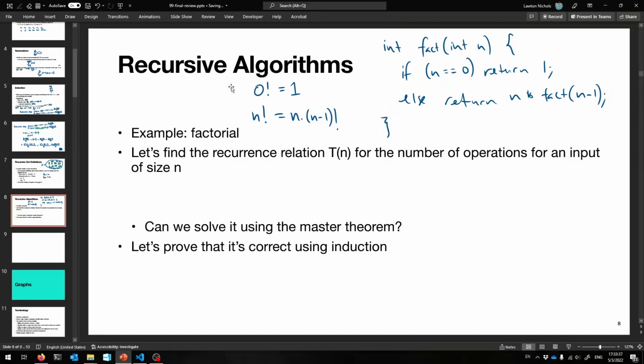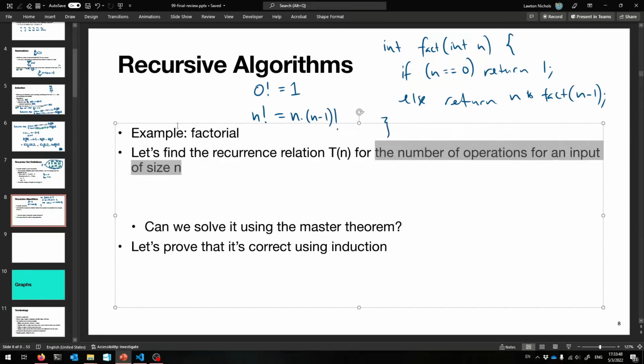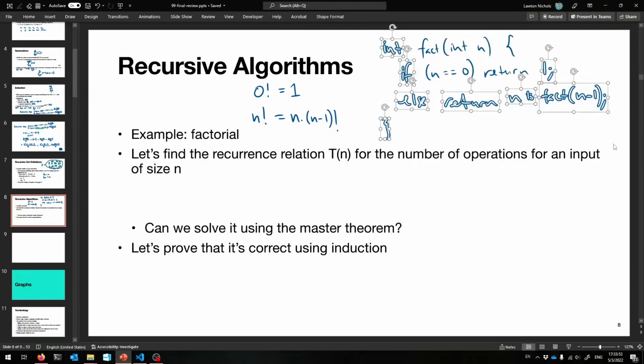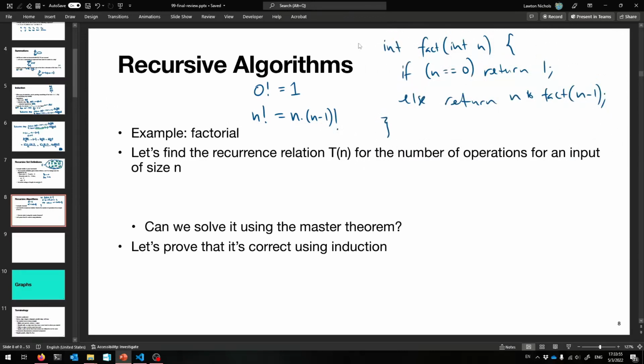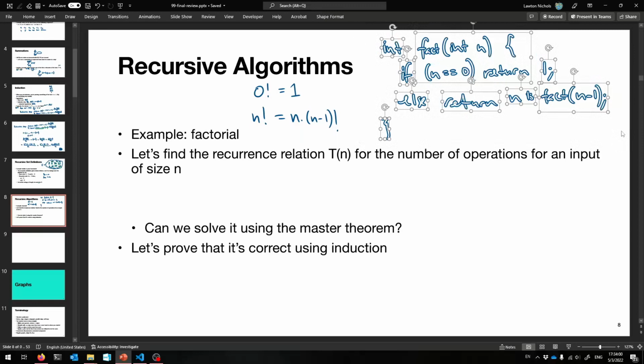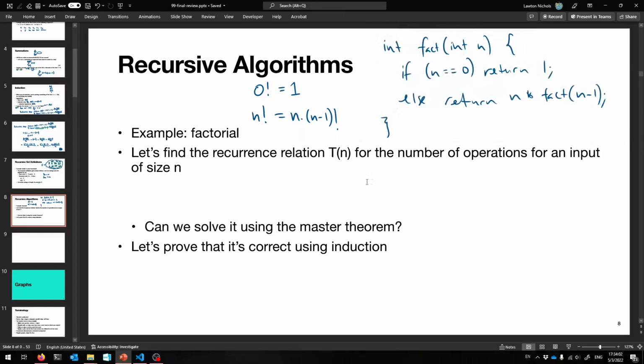So, what can we do here? We can find first the recurrence relation for the number of operations. Let's call it T. T of n for the number of operations for an input of size n. Because, for example, if we're doing the factorial of 5, you have to essentially loop 5 times. If we're doing the factorial of 100, you have to essentially loop 100 times, but using the stack because it's recursive, right? So you have more stuff to do, and so it's natural to want to know how much stuff we're really doing. So let's use our implementation to find the recurrence relation.